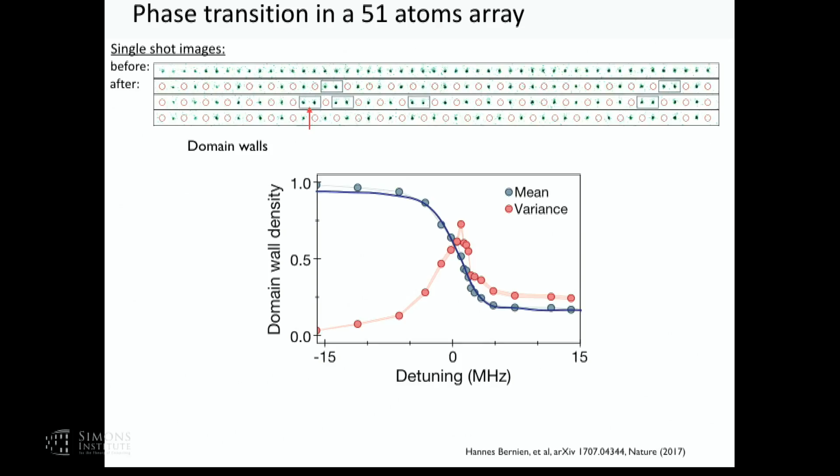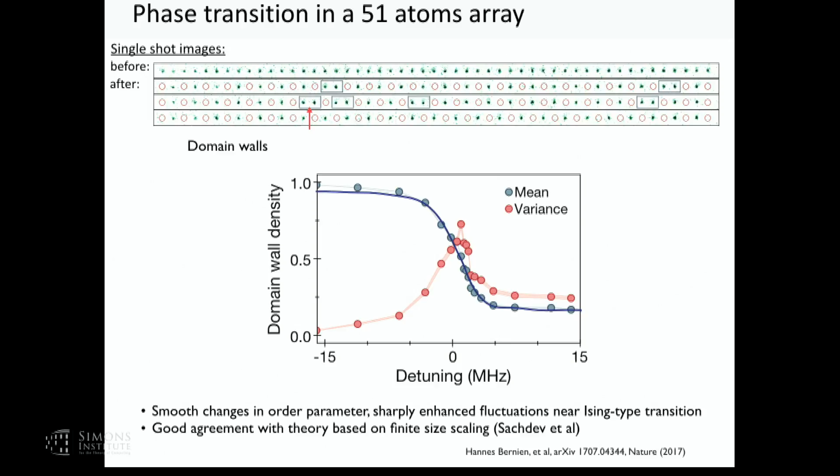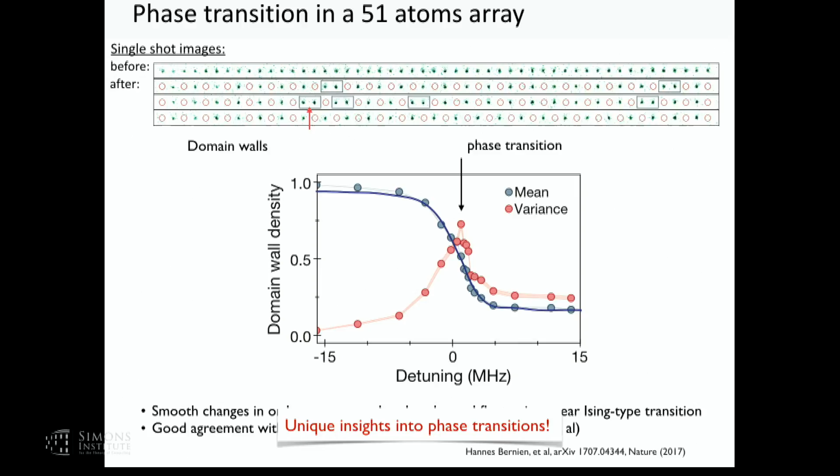Let me just be careful here. Actually this peak is really the point where the phase transition occurs. And it turns out that this point of phase transition is in good agreement with a theoretical prediction by my colleague Subir Sachdev. It's based on a finite size scaling for this specific model. So it gives you a little bit of a sense already that we can really have some unique insights into the phase transitions.